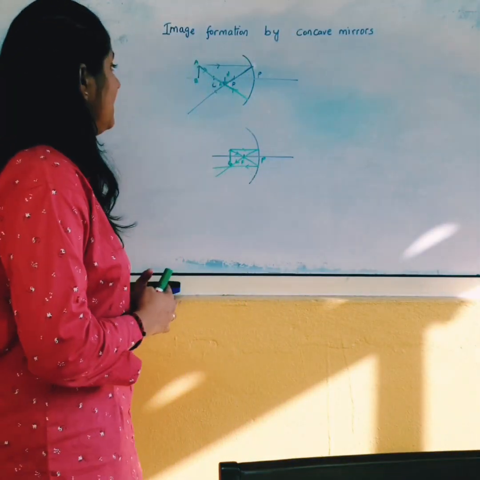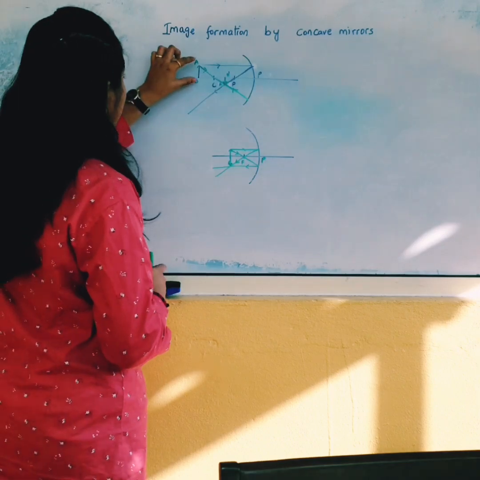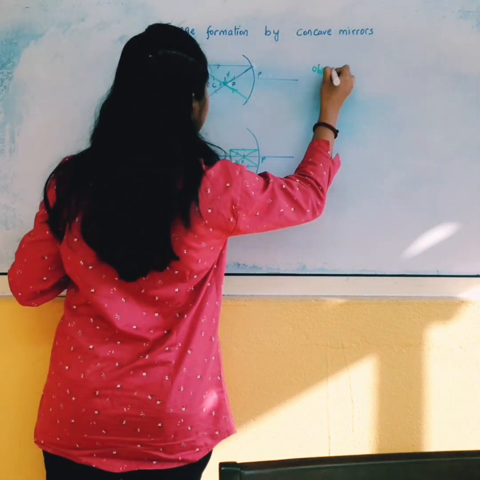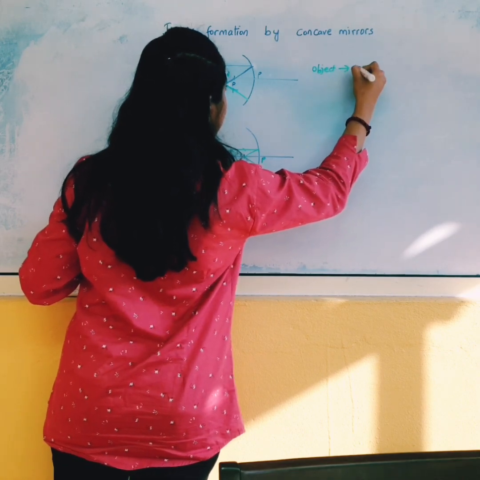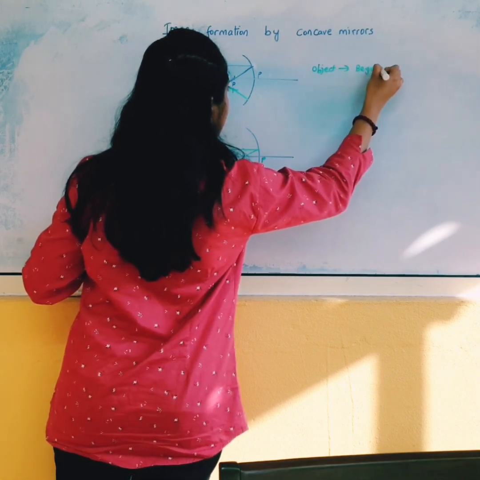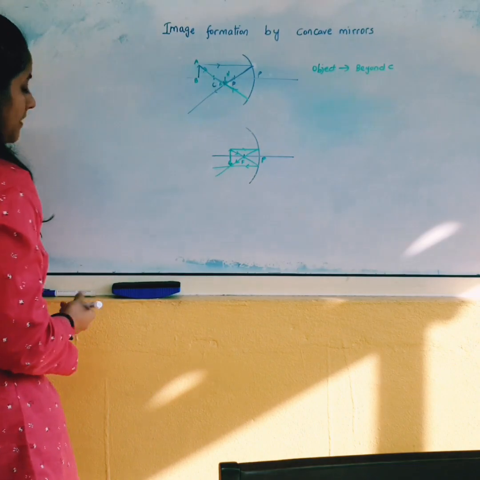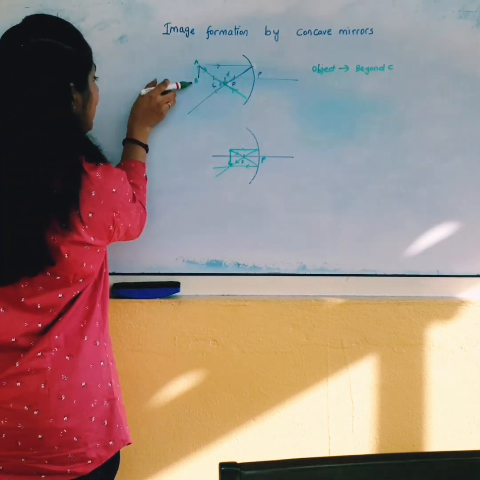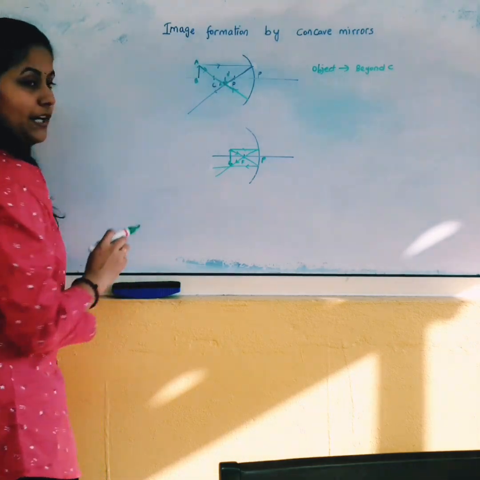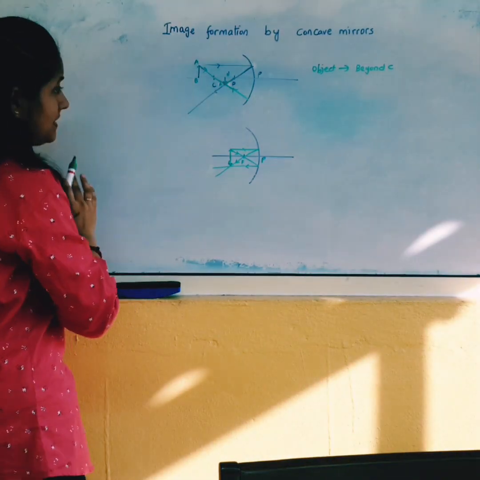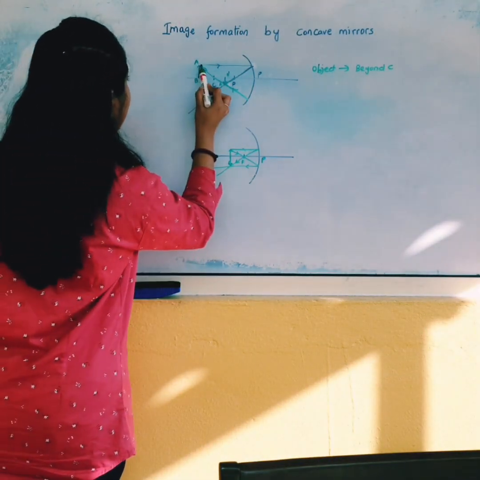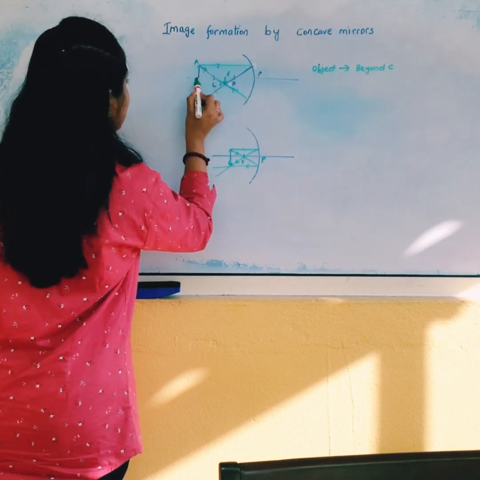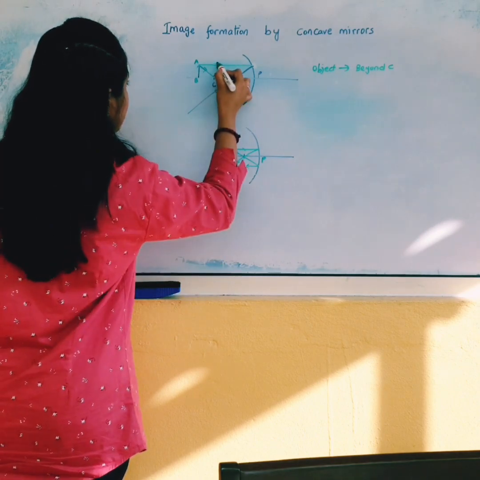In the second case, your object lies beyond C. Okay, so the object is located beyond C. Here you can see the object. The object is named as AB. Okay, in this case, the first ray we are taking parallel to the principal axis. Okay, so this is the ray which is passing parallel to the principal axis.